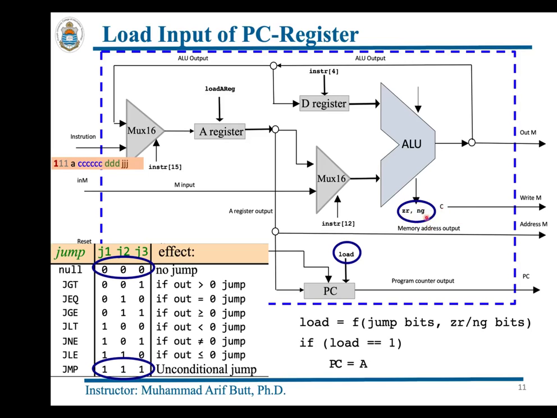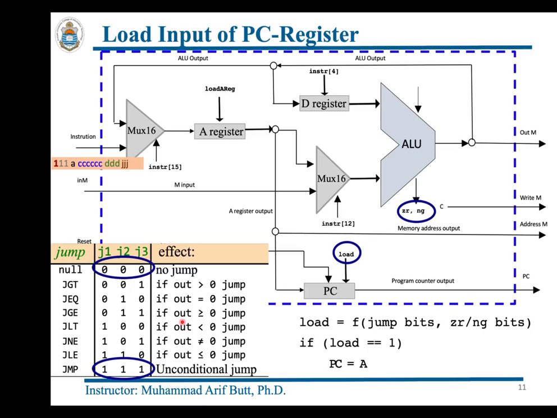So we will check for these ZR and NG output bits of the ALU, and if the jump bits and these bits together decide that a jump should be taken, only then the contents of the A register will be placed over here. So this control load input will be set only if this function returns 1. And I think I have talked about this in a previous session as well.